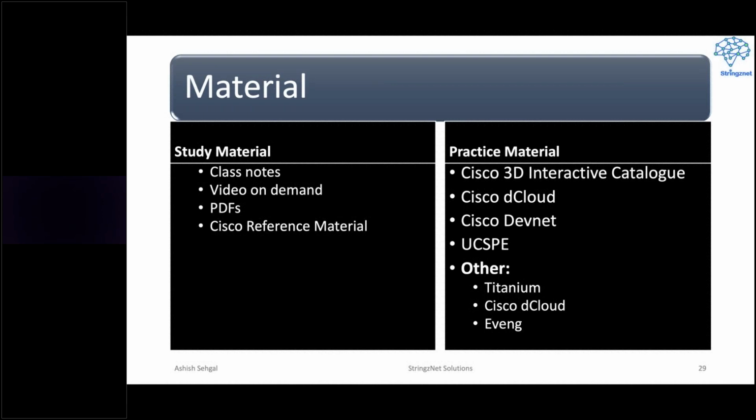The predominant study material, practical material, which I do recommend is this and this only. Cisco 3D interactive catalog is good enough for our Nexus hardware understanding. If you wish to, you can go to Cisco DevNet, and I will recommend you to go for Cisco UCS platform emulator. It is a .ova file which you can install for the purpose of practicing your UCS module. Titanium is there. EVNG is also there if you wish to.